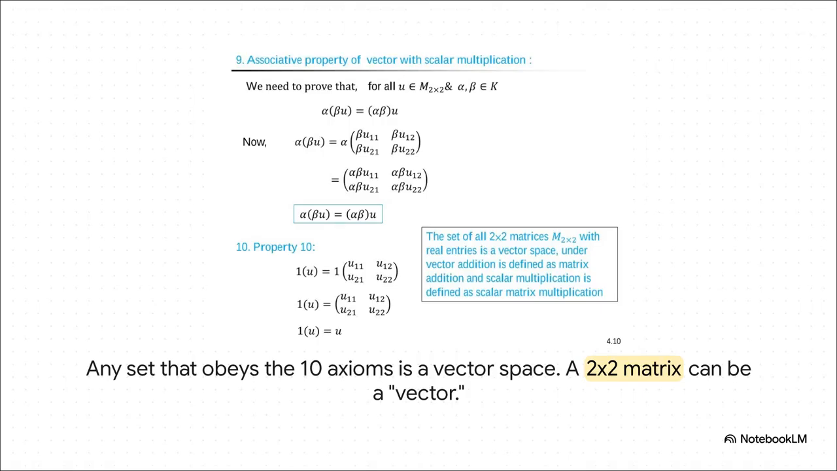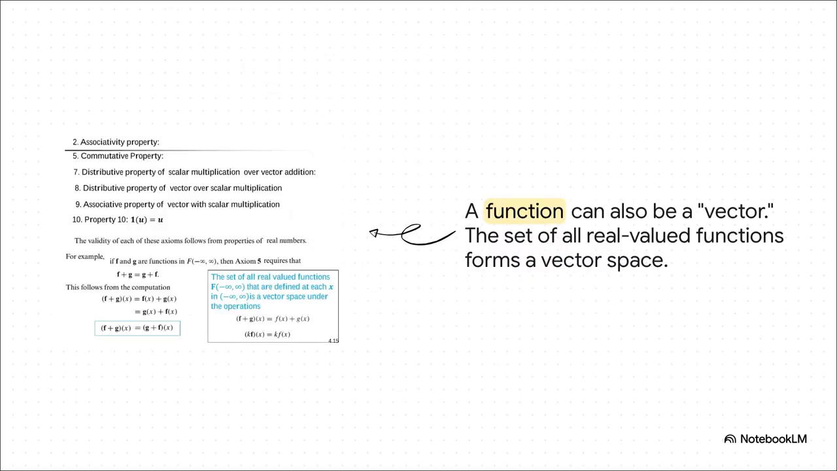Take the set of all 2x2 matrices. If we define vector addition as just normal matrix addition and scalar multiplication as normal scalar multiplication, it turns out this system satisfies all 10 axioms perfectly. So what does that mean? It means from the perspective of linear algebra, a 2x2 matrix is a vector. And it gets even more abstract.